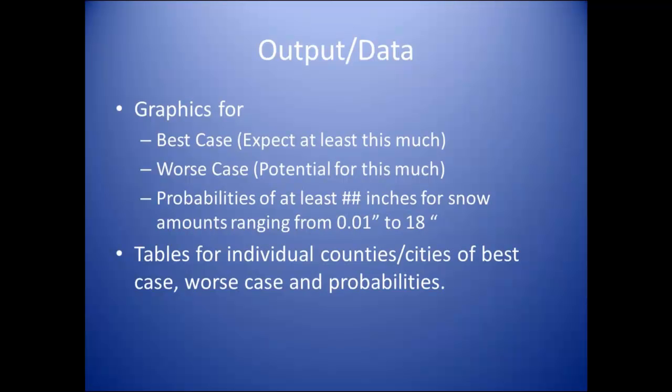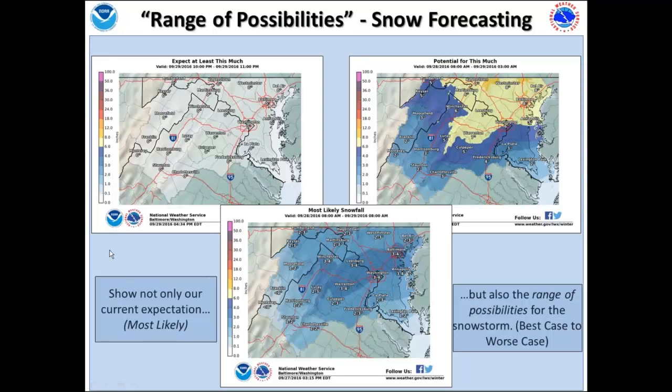So let's go on to the next slide. Again, we're going to give you best case, worst case, and the probabilities of experiencing different amounts of snow accumulation. This is going to be done in graphics and also in tables. So it's going to be a lot of information, and we'll show you some examples. This is what the examples of the graphics will look like.